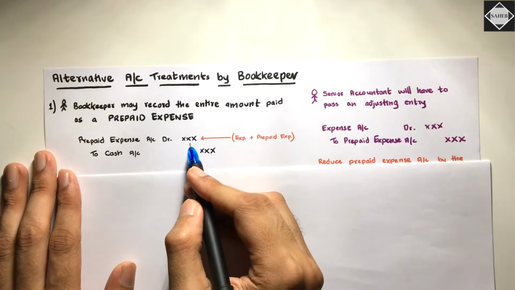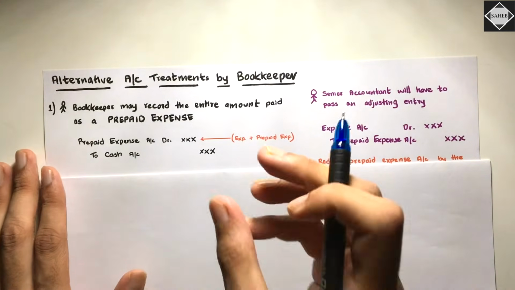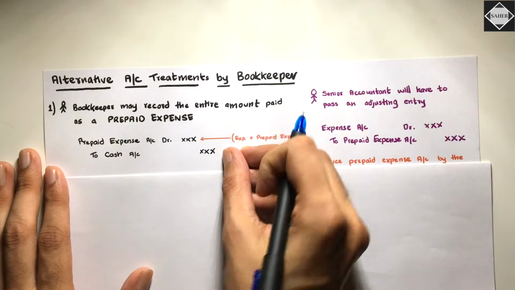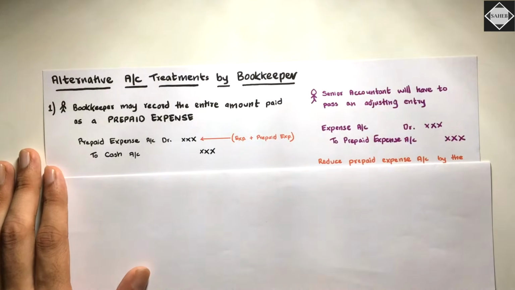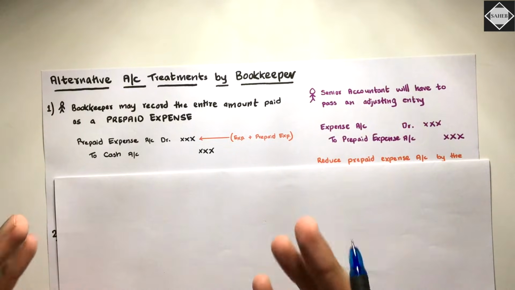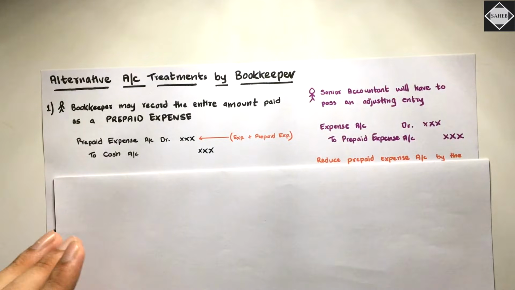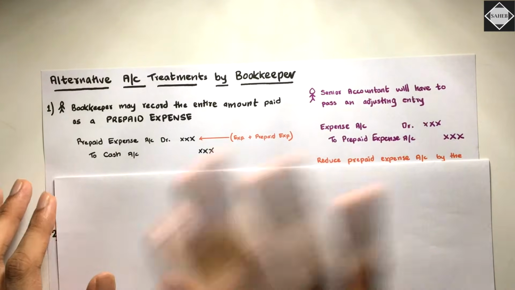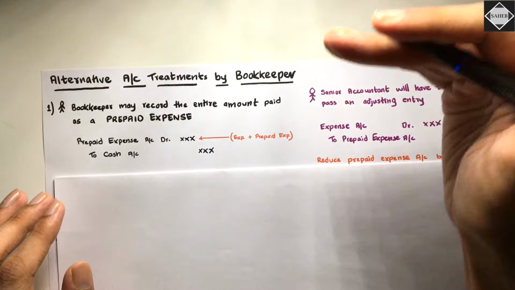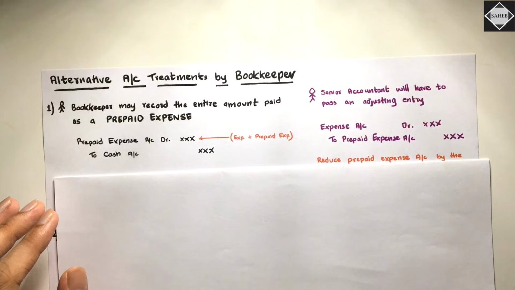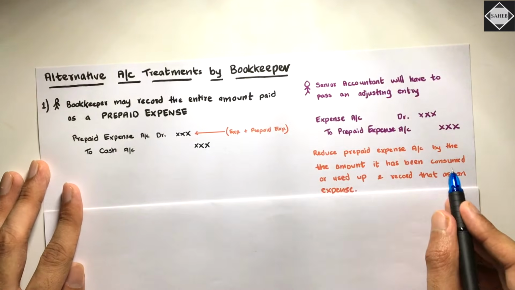36,000 will go in. In that 36,000, just imagine at the end of the first accounting period, 12,000 will be the expense and 24,000 will be the prepaid expense. So when the senior accountant comes and sees the trial balance, he will come to know 36,000 is there as prepaid expense. So what will he do? He will say this is not right. Prepaid expense is only 24,000. So he will reduce prepaid expense by how much? By 12,000.